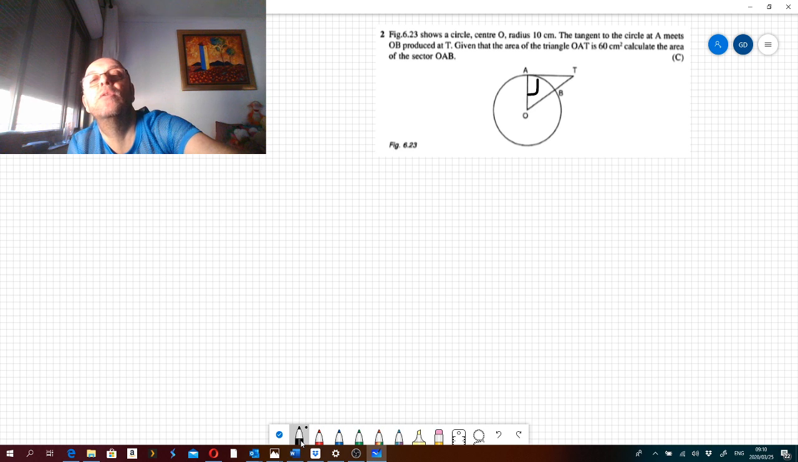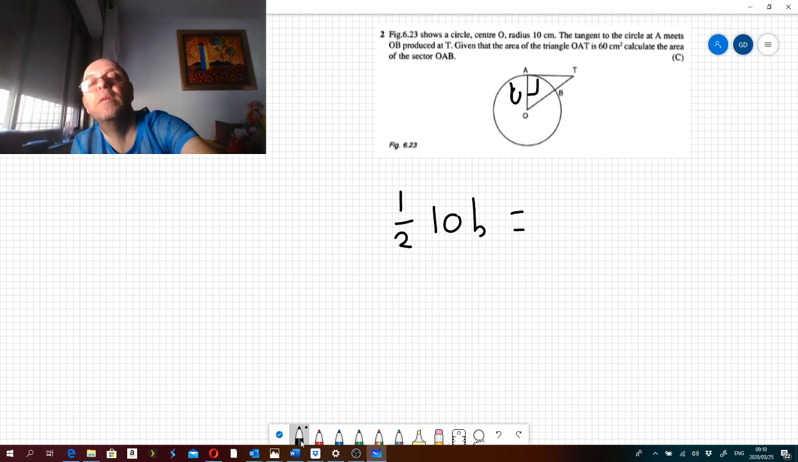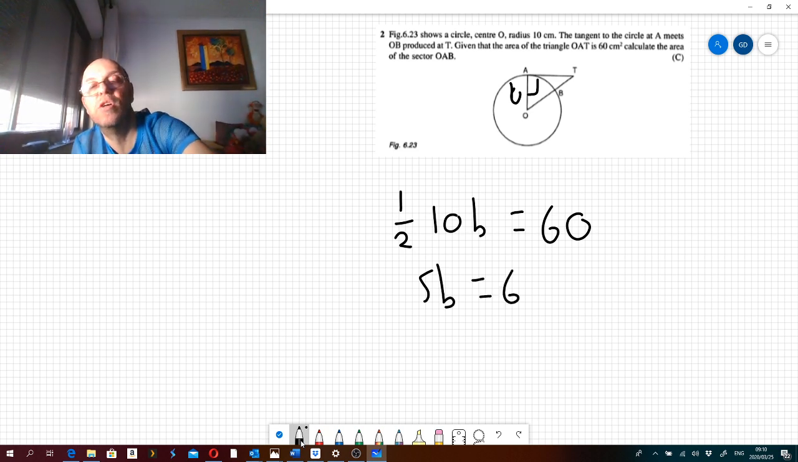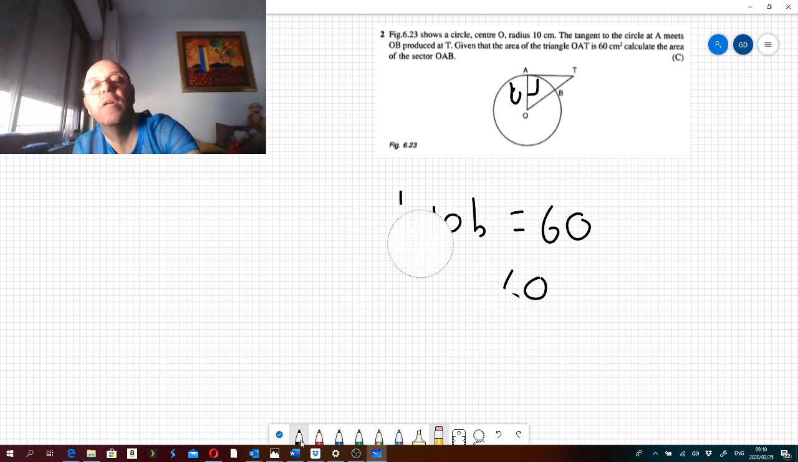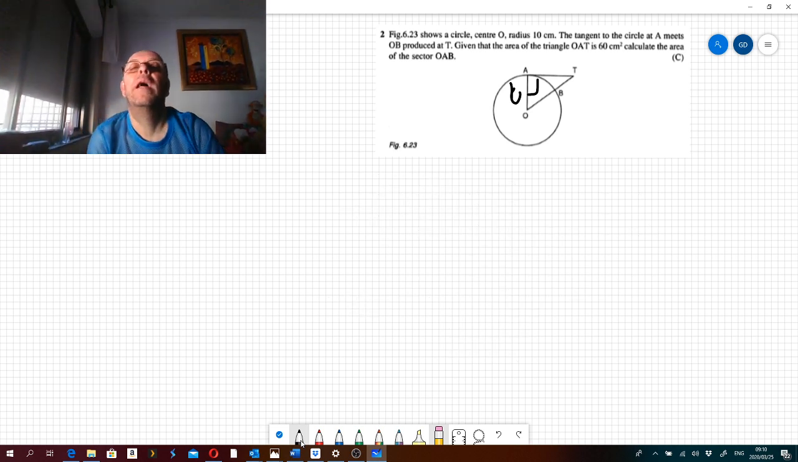Okay, so we also know that this is 10, and we know that the area is 60. So we could work out the AT length, because if the area is 60, it is half base times height, and the height we know is 10. So 5 times the base must be equal to 60, because half of 10 is 5. The base must be equal to 12, so that means that the AT line is 12.